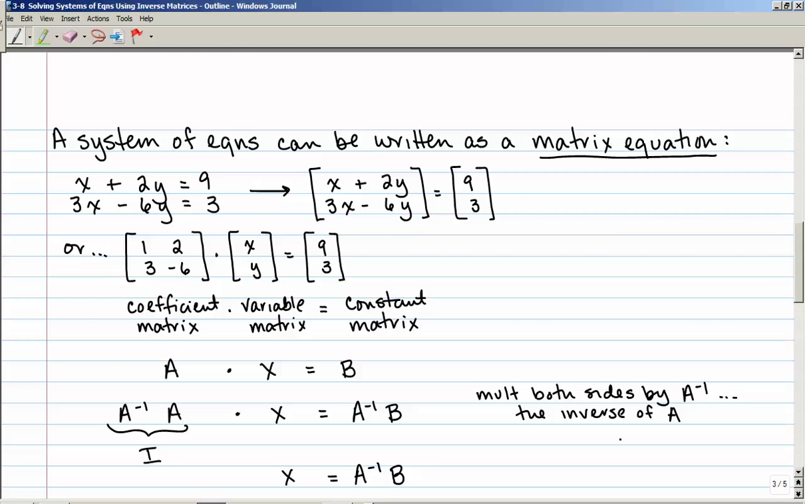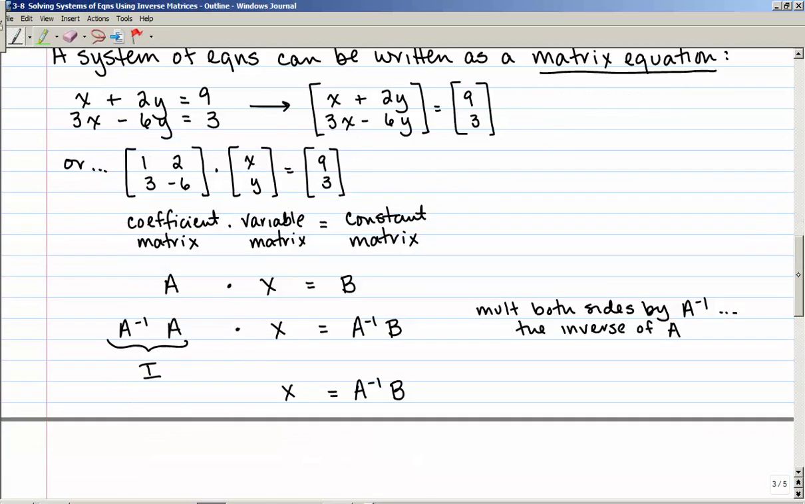Now, if we were to multiply both sides of this equation by the inverse of A, that is A to the -1 on both sides, remember we said on the previous page that any matrix times its inverse is equal to the identity matrix. And that's basically just like 1. So what this means is that the variable matrix is equal to the inverse of A times B. In other words, x and y are going to be equal to the inverse of A times whatever the constant matrix was. Let's take a look at an example.